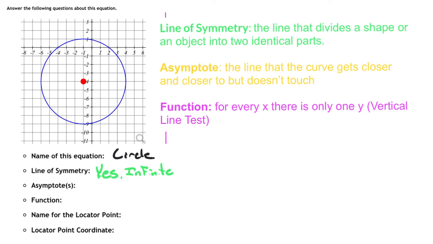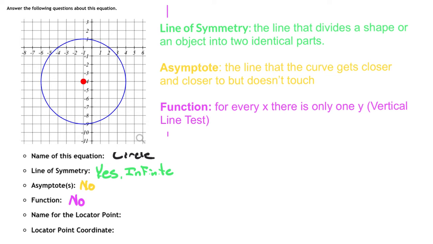It does not have any asymptotes because it's just a circle. But as far as this graph is concerned, if you pass a vertical line through it, you are not going to get a function. That is because it touches the graph more than once in several different places. So the vertical line fails the vertical line test.